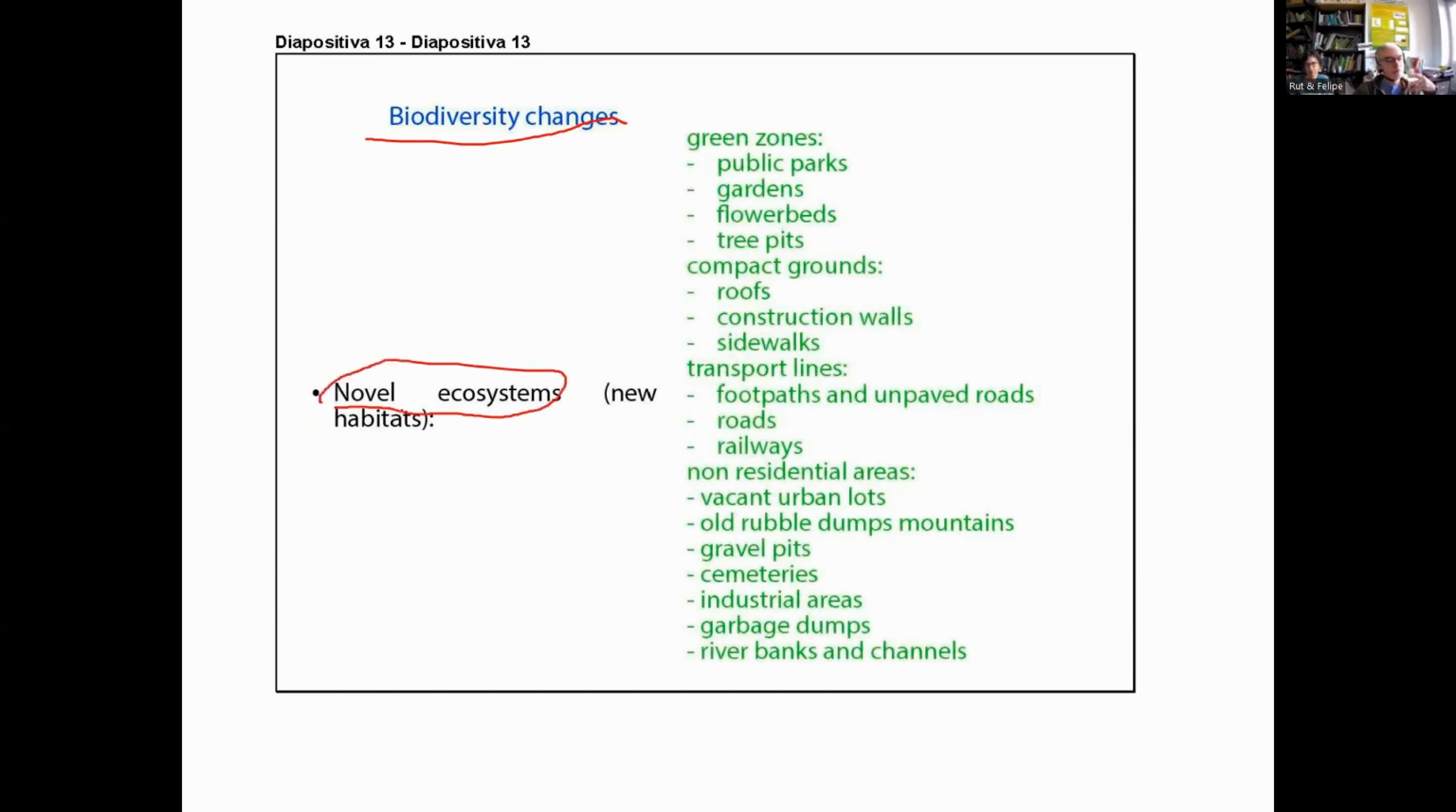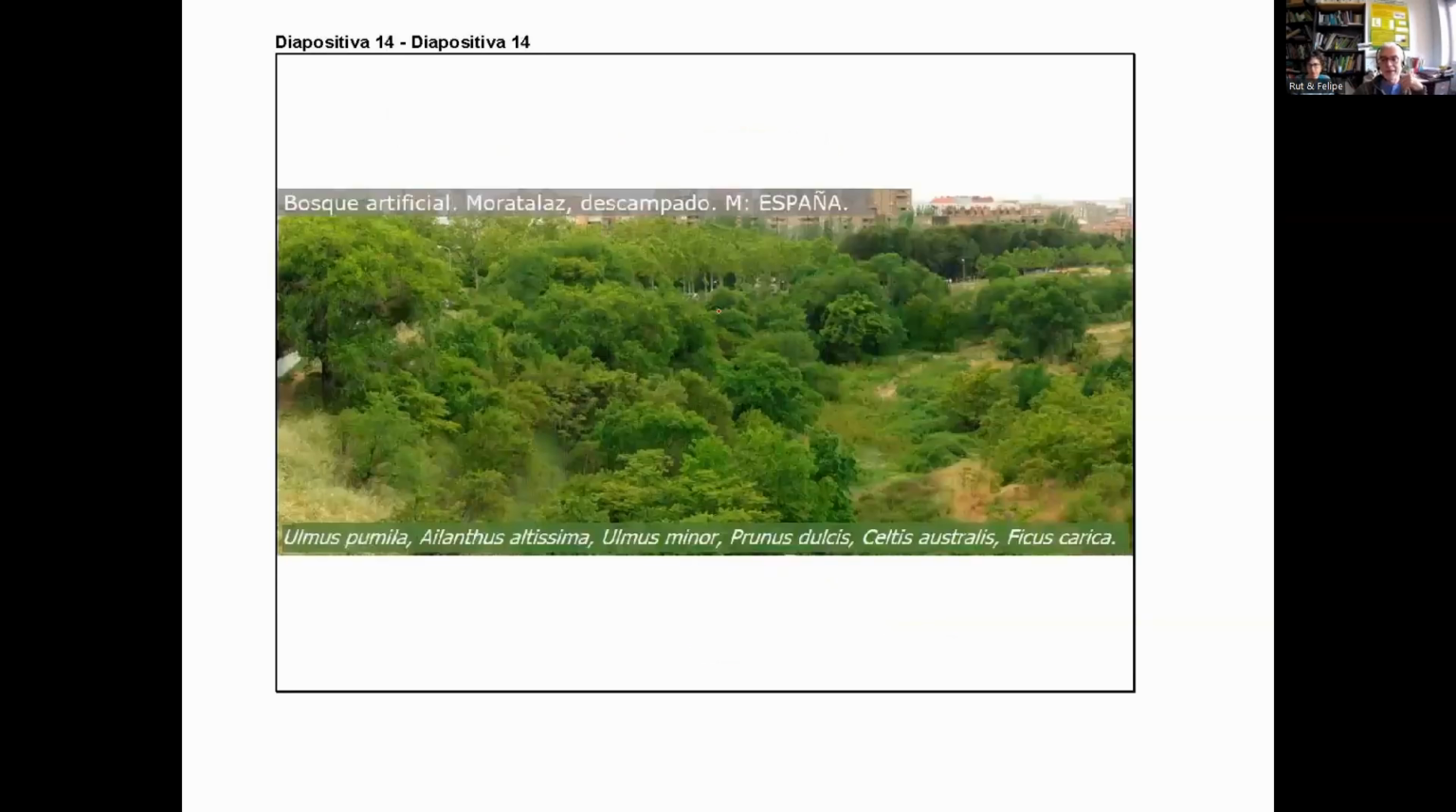Another kind of biodiversity change in cities has to do with novel ecosystems, the new, artificial habitats that human beings are creating all the time. Here you have a list of more than 10 or 20 different sites where wild plants can also grow, no matter how artificial they are. And they can do it very well.